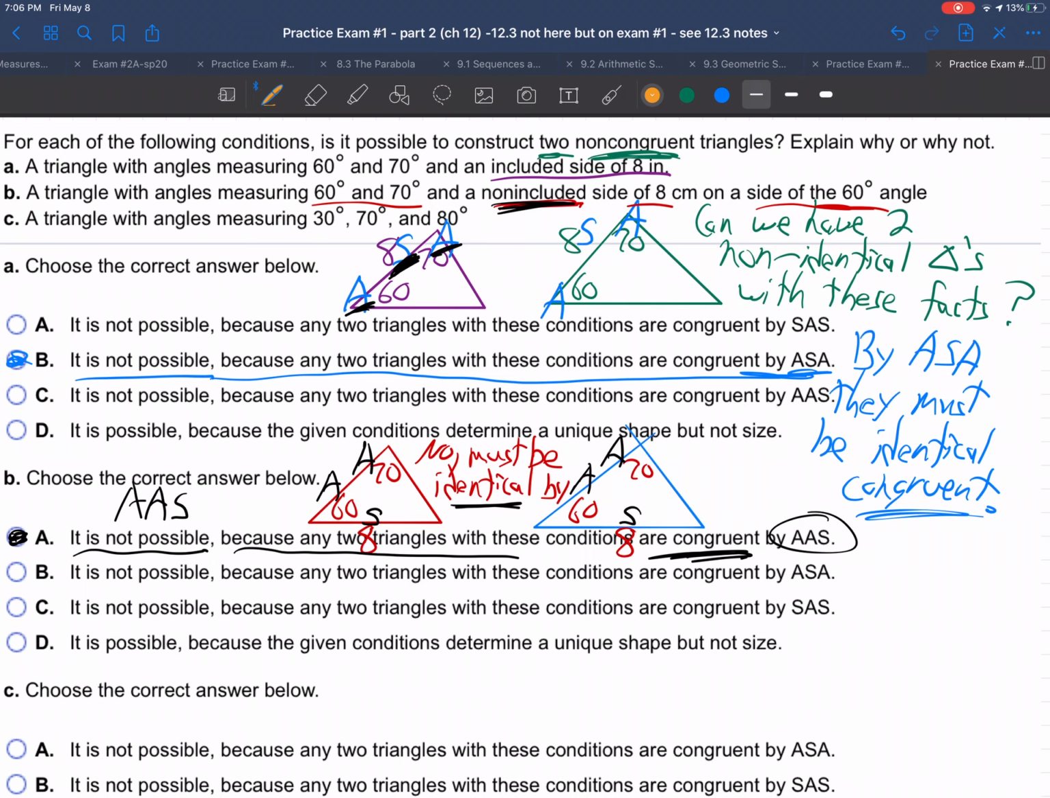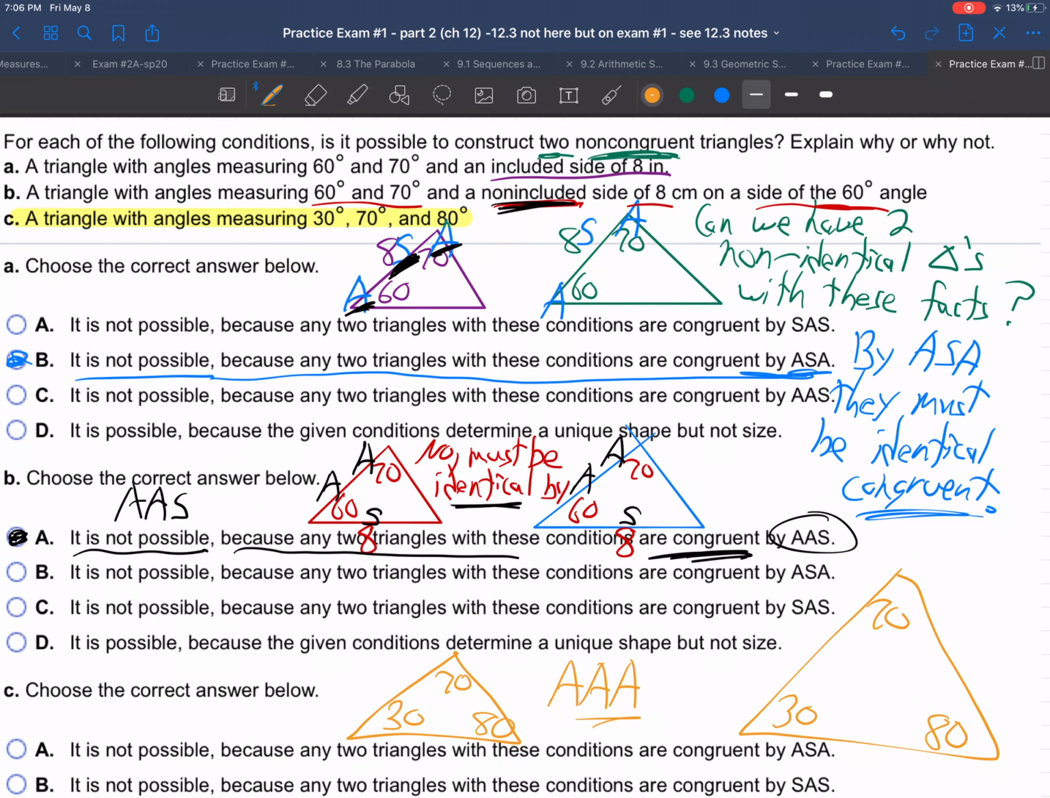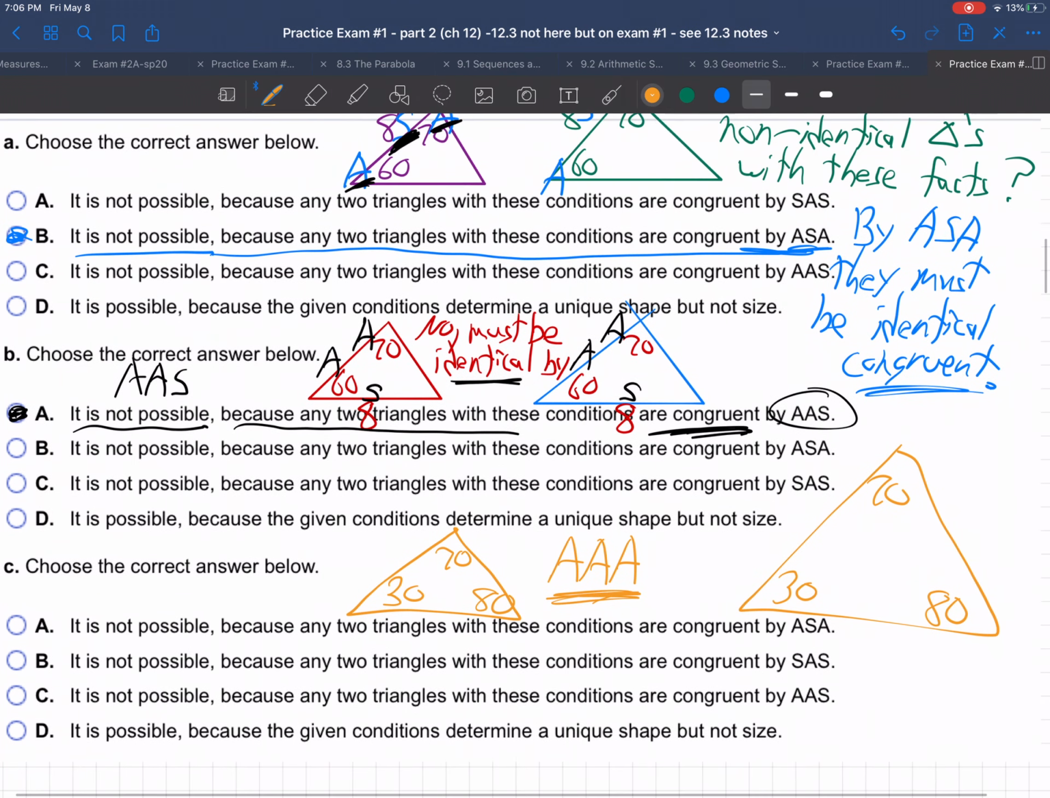Last part. They're saying a triangle with angles measuring 30, 70, and 80. So I'm going to come down here, make a triangle like this, and then make another triangle like that. Now those two are different sizes. And this one has a 30, a 70 and an 80. This one has a 30, a 70 and an 80. So they're two triangles with the same angle, angle, angle, but that's not enough. Remember, that's not enough to prove they're identical.